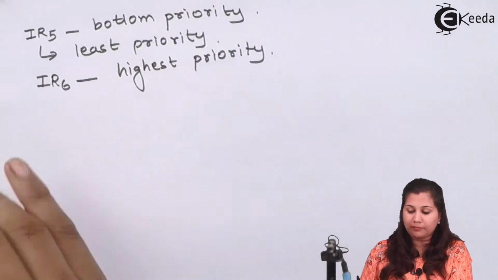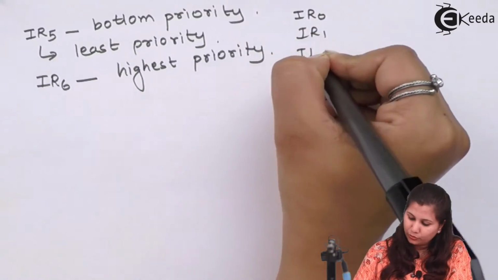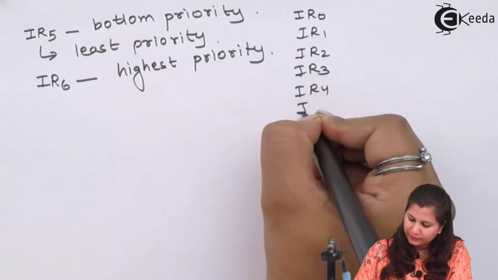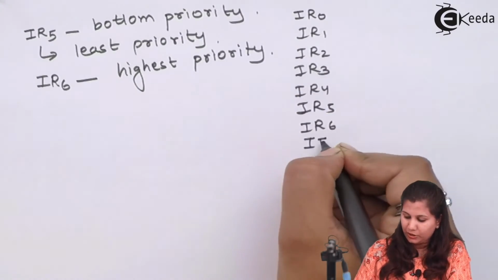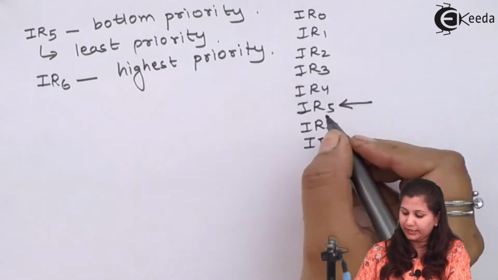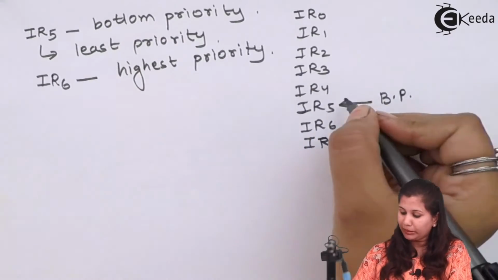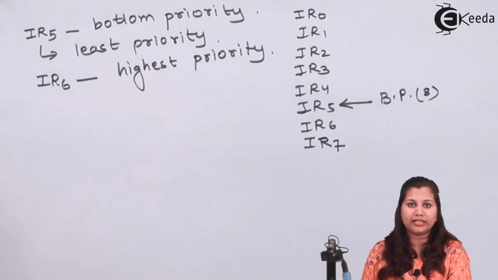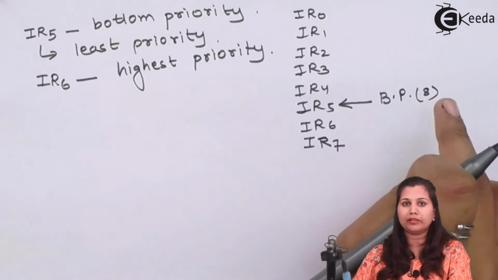So if we see the numbers, then we have IR0, IR1, 2, 3, 4, 5, 6, and 7. We have these 8 interrupt requests. Now we have decided that IR5 has been assigned as the bottom priority. Bottom priority means that it is at the 8th number, because we have 8 interrupt requests. So this is having the least priority, means it is at number 8.